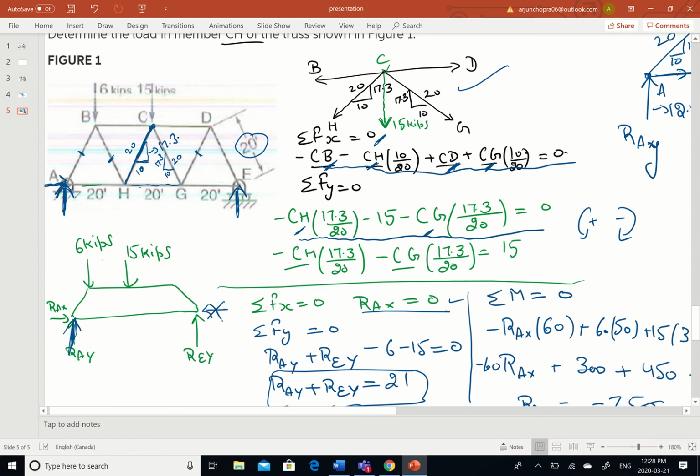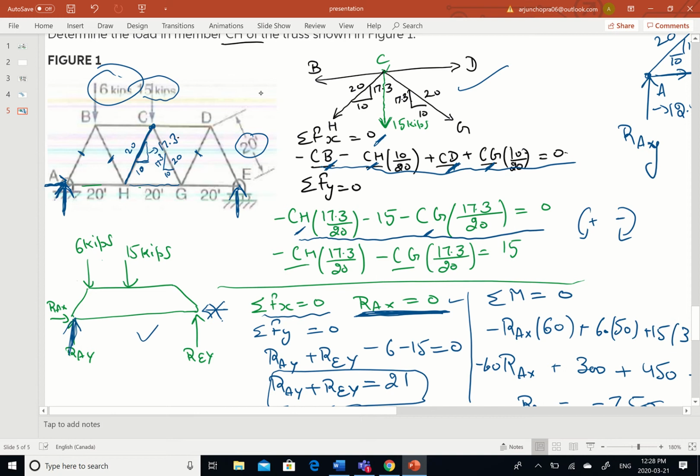And then we will only show the external load. So external load in this case is 15 kips and 6 kips. So that's what I've shown in this diagram. And then I will write down the equations in horizontal direction and vertical direction. In horizontal direction, RAX value is 0 because there is no other horizontal load acting in this reaction. So that's pretty easy to find.